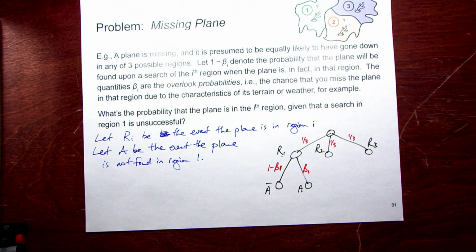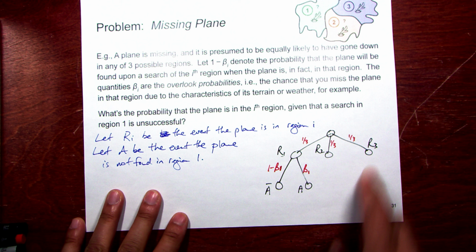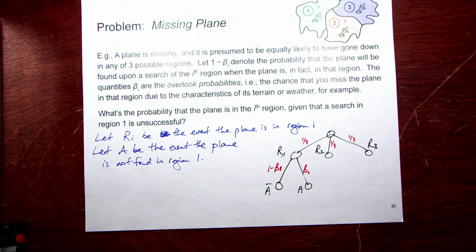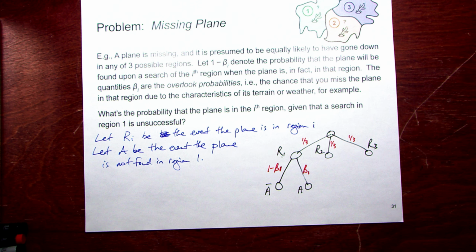So you search region 1. What should I put in this part of the tree over here, if the plane is in region 2? What should I put under this R2? It's either found or it's not found. It's either found in region 1 or it's not found in region 1.